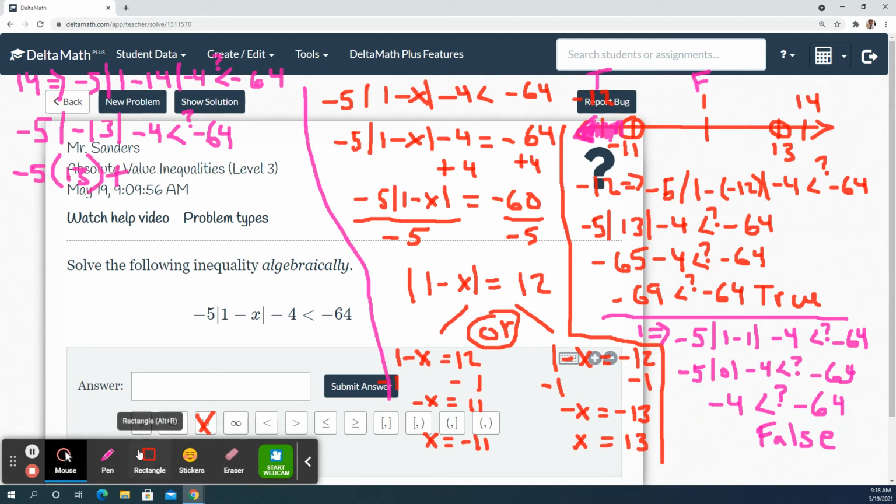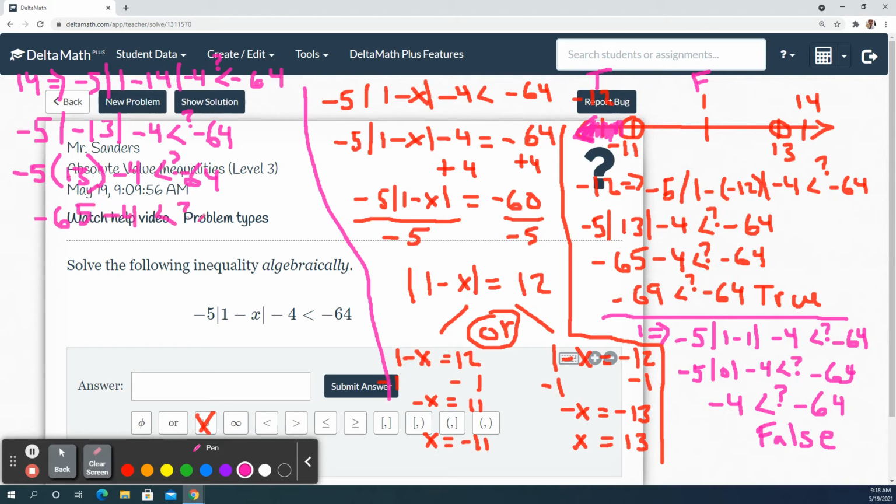So minus 4, less than negative 64? And 13 times 5 is 65, negative 65. We get negative 69. Is that less than negative 64? Yes, negative 69 is less than negative 64. That is true. So that means this is our shaded region, and this is our true.